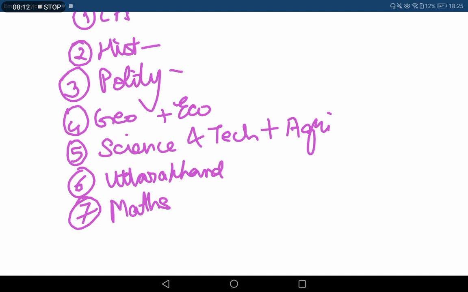Apart from that, if we talk about the science and tech and agricultural part, then there have been certain topics that have been mentioned. In that you can expect a question from SEZ, and also the use of nano and biotechnologies, especially the use of biotechnology in the field of agriculture and the problem of Indian farmers. You can expect a question because of the different farm laws that were in news over the past few months. So this becomes a very important topic for us.